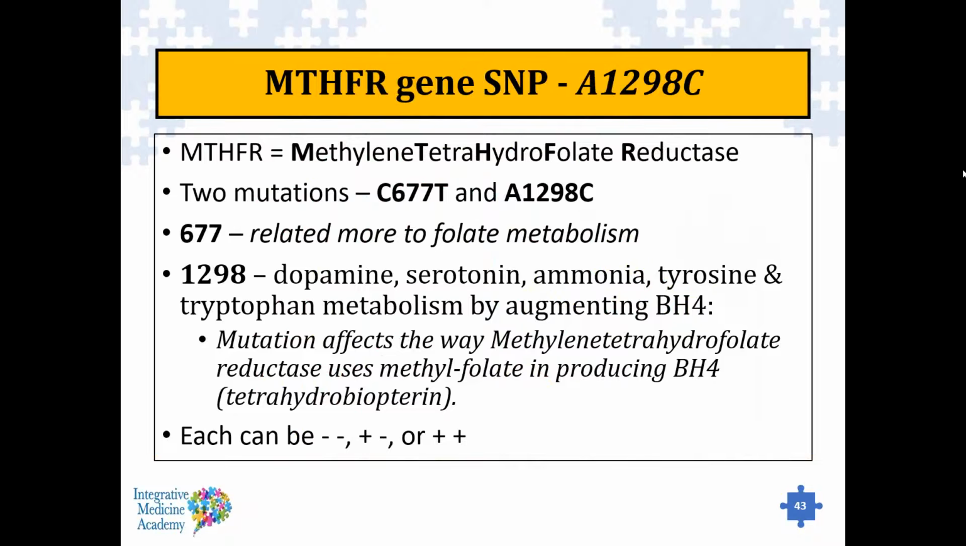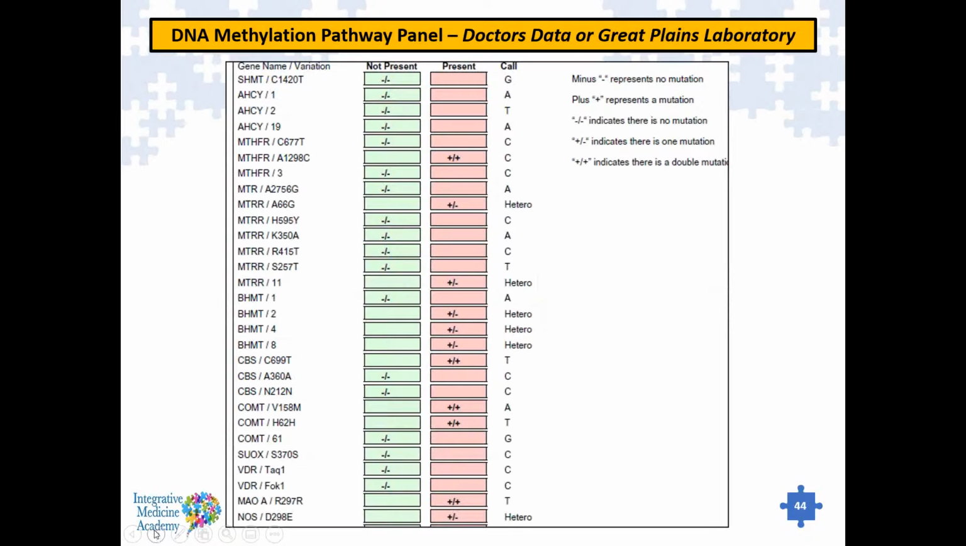A lot of attention is many times focused on the C677T variety of the MTHFR gene. The A1298C is interesting too, because it actually has a strong relationship to things other than folate. One of the things it's involved in is augmenting BH4, or tetrahydrobiopterin. And we know that from genetic testing.